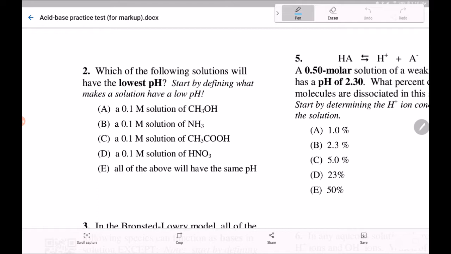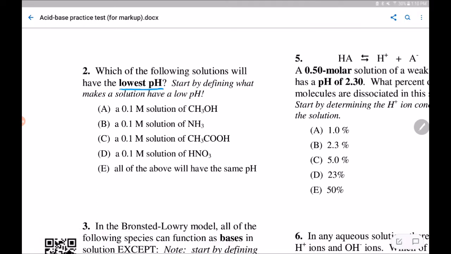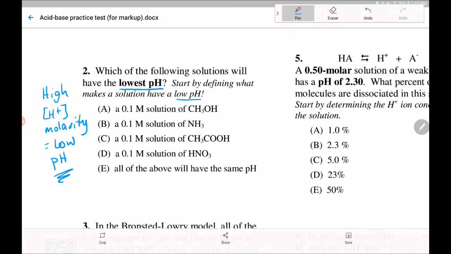Here we're looking for a low pH. Well, all pH is connected to H plus molarity. To get a low pH, you need a high H plus molarity. An acidic solution has a high H plus molarity. That's the first concept. You can see this on the blue page.